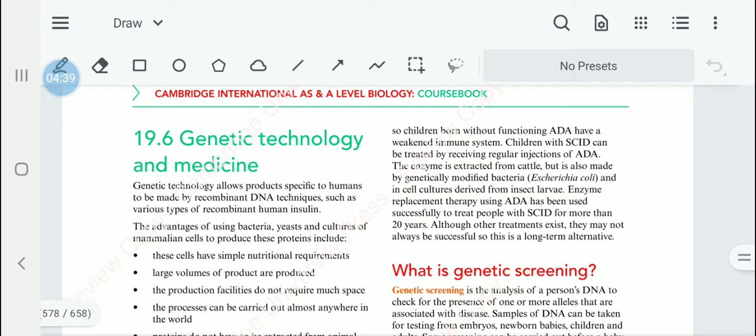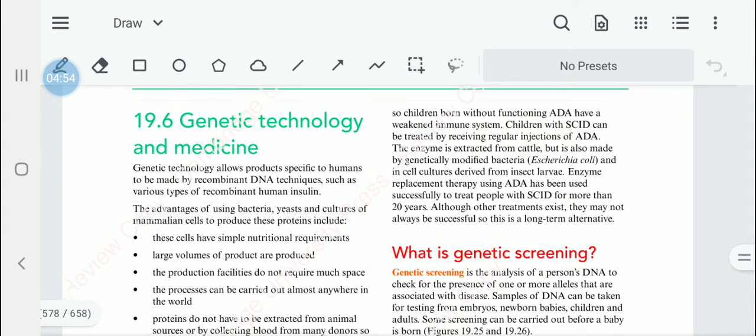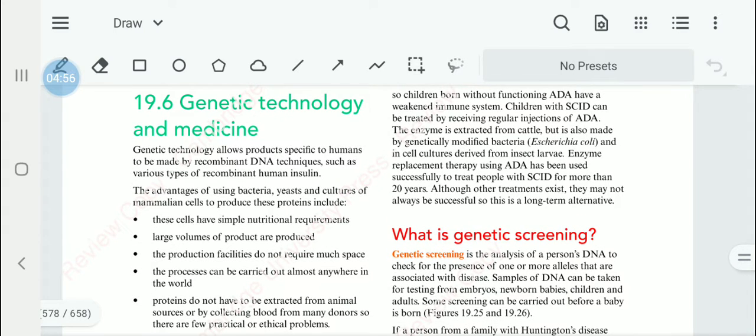They have to be given regular injections of ADA. So this is also a possibility, because genetically modified E. coli bacteria and cell structures taken from insect larvae would produce this ADA, and as a result, we are able to treat these conditions easily.